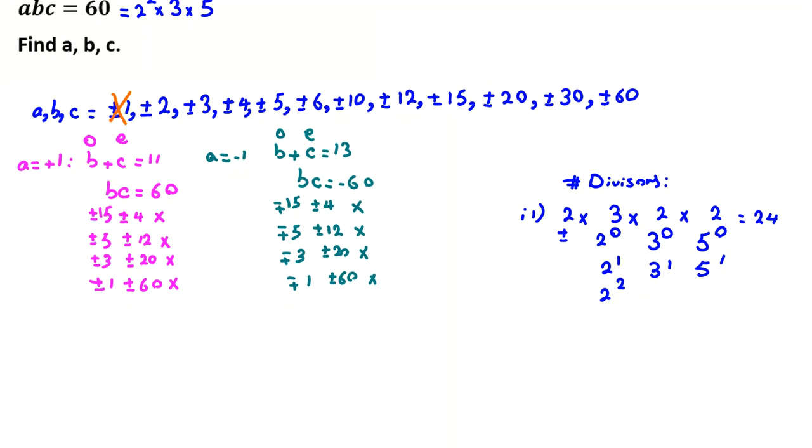Next, we check a equals plus or minus 2. If a is plus 2, then b plus c plus 2 is 12, so b plus c is 10. And bc is 60 over 2, which is 30.